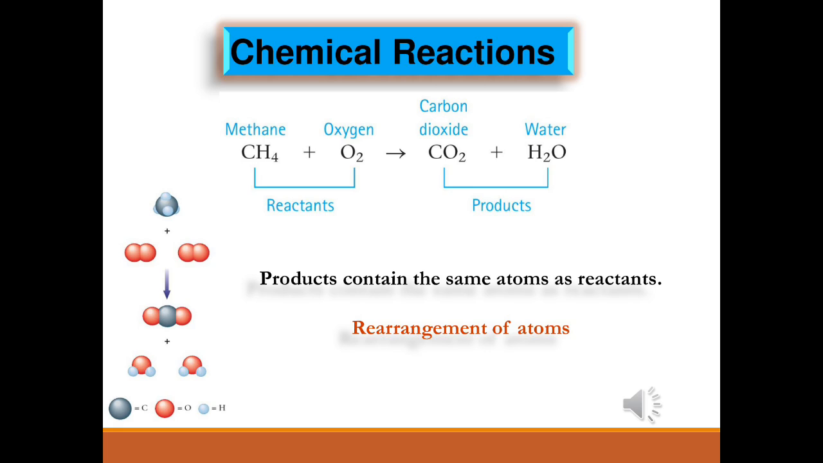Chemical reaction as follows: methane plus oxygen gives rise to carbon dioxide and water. CH4 plus O2 gives rise to CO2 plus H2O. The products contain the same atoms as the reactants, and there is a rearrangement of atoms.